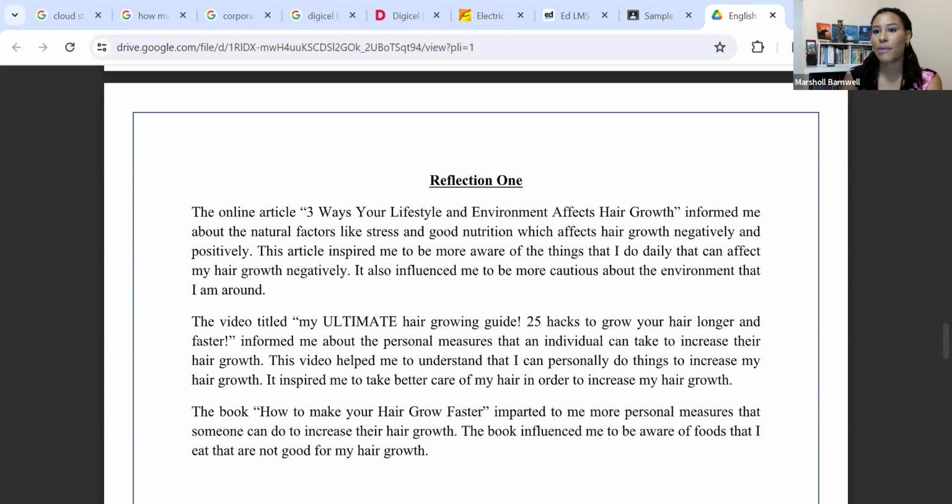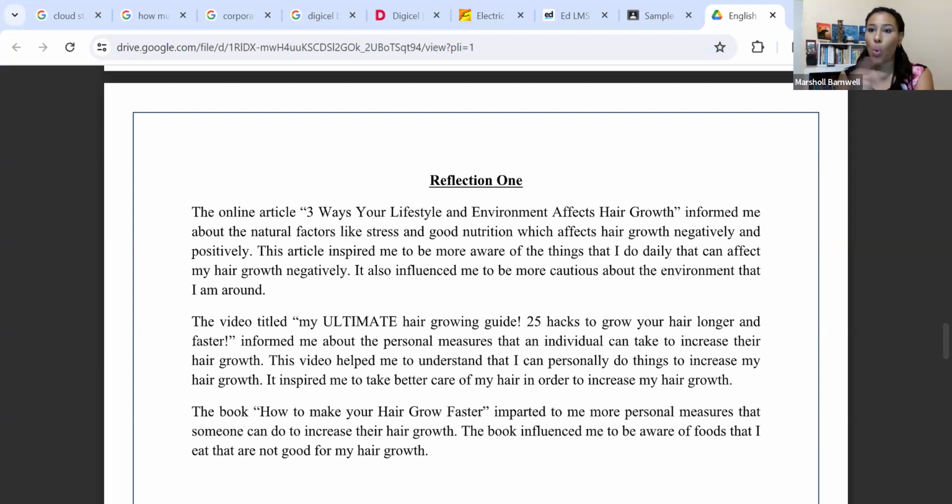So we know this is an informative piece because they use the word informed. Some words that you can use are informed, highlighted, explained, listed. It depends on the type of source that it is. You have to know what is the function of the piece of writing that is being used to communicate. So this is an informative piece. It's an online article. The name of it is 3 ways your lifestyle and environment affects your hair growth.